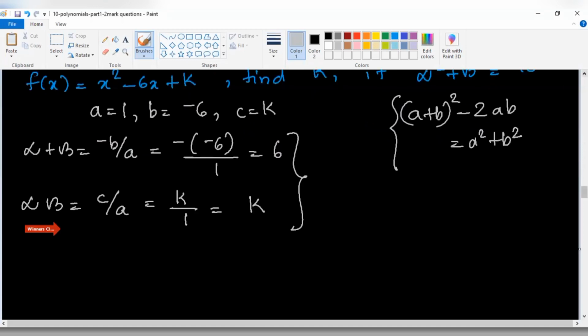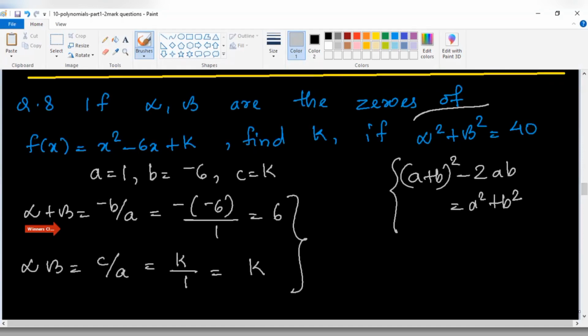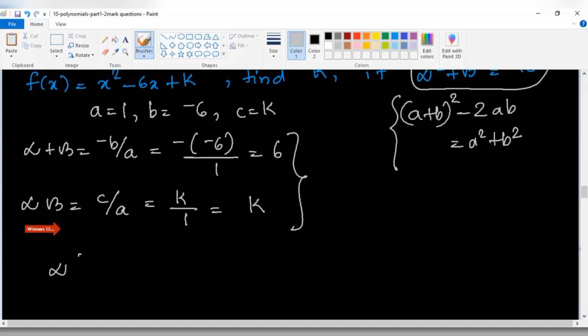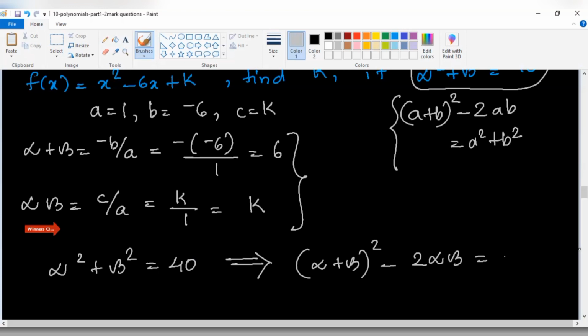So these are the values of alpha plus beta and alpha beta. Now, alpha square plus beta square is given as 40. That implies alpha plus beta the whole square minus 2 alpha beta is 40. Got it? From where did we get it? From the identity we can write it like this: alpha square plus beta square is alpha plus beta the whole square minus 2 alpha beta. Now we can give the values. Alpha plus beta is 6, so 6 square minus 2 alpha beta, it is k.